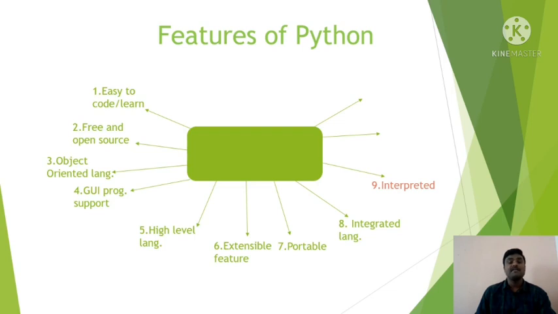Ninth, Python is an interpreted language. If you have studied or learned C, C++, Java or these languages, then you will know that in those languages you cannot execute programs line by line, but in Python you can execute programs line by line. If you write one line, some program instruction in Python, you can execute or run it immediately after.